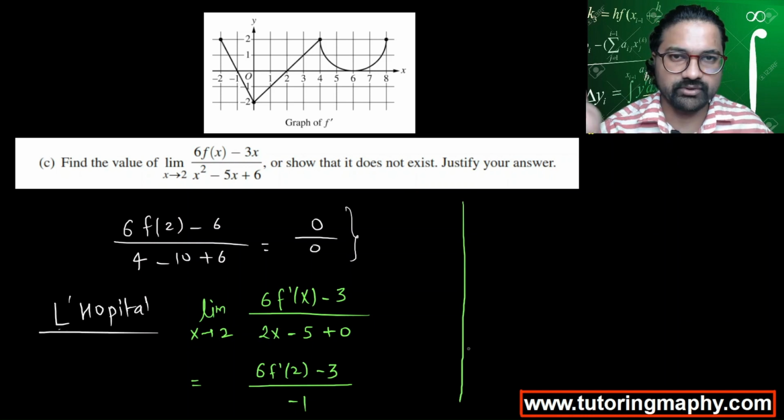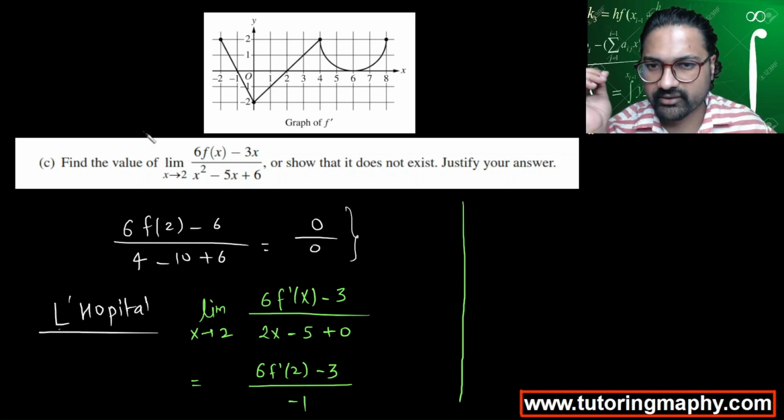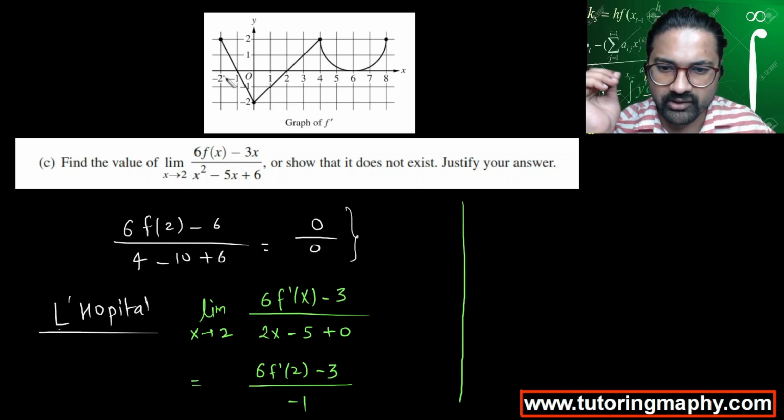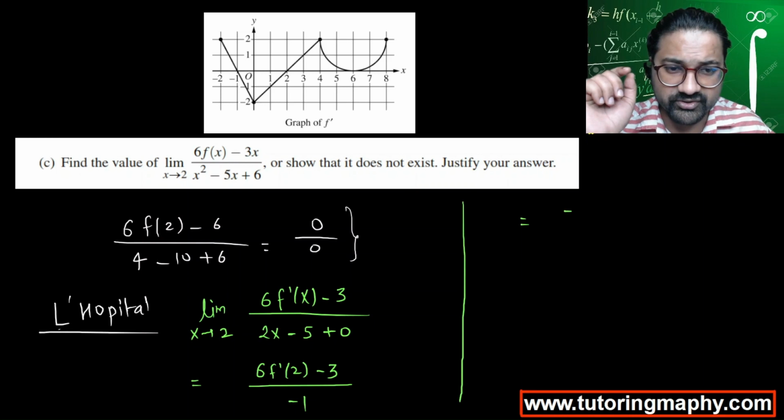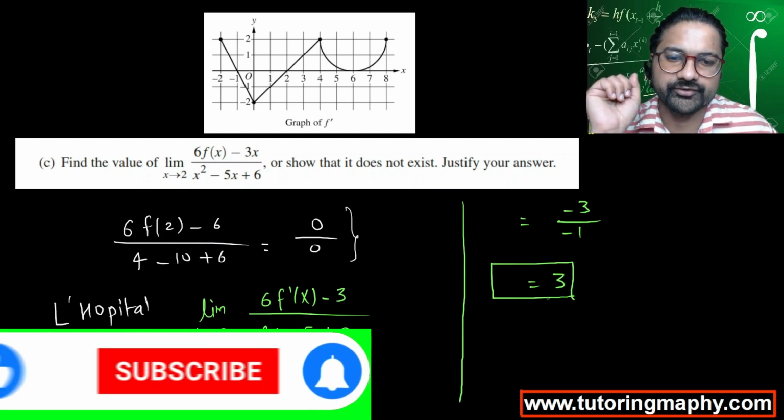What is f'(2)? That's very easy. I have the entire graph of f' in front of me. And f'(2), where is 2? 2 is here. So f'(2) is 0. 0 times 6 is 0. 0 minus 3 is minus 3. Minus 3 over negative 1 is 3, because both negatives just cancel. So negative 3 over negative 1 is just 3, which is the final answer of this question.